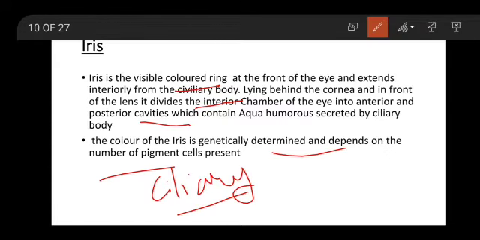So the iris is the part which divides the eye's anterior part and posterior part. The anterior part has aqueous humor, and the posterior part has vitreous humor. Next, the color of the iris depends on genetics and the pigment cells present in your eye. If you see the eye structure of Americans, it is mostly brown and blue and sometimes green, and in India there are brown and black irises. So it depends on the genetics and the pigment cells present in your iris.